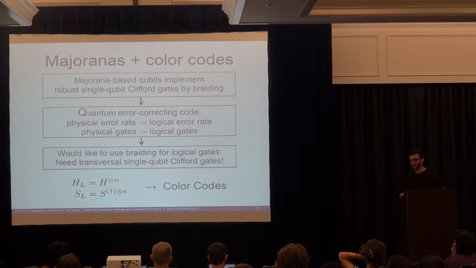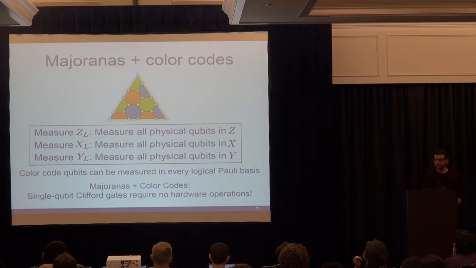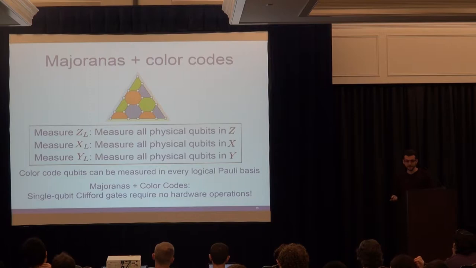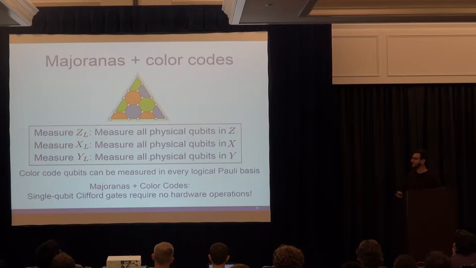But before, I told you that braiding isn't really an operation, it's just the ability to measure physical qubits in every Pauli basis. But that's basically the same property as color code qubits have, because transversal Clifford gates simply mean that you can measure the logical qubit in every logical Pauli basis. So if you want to measure the logical Z operator, you would measure all physical qubits in Z. If you want to measure the logical X operator, you would measure all physical qubits in X. Measure Y, measure all physical qubits in Y.